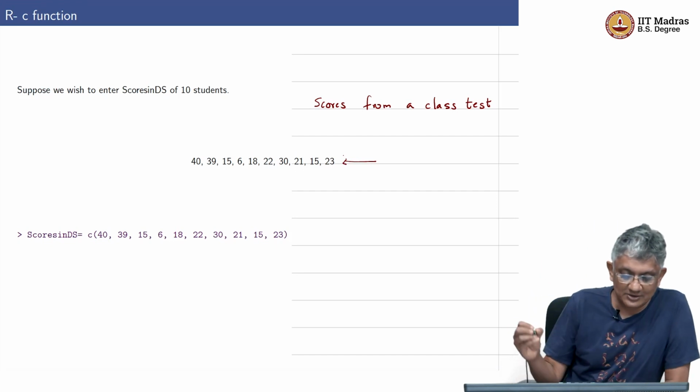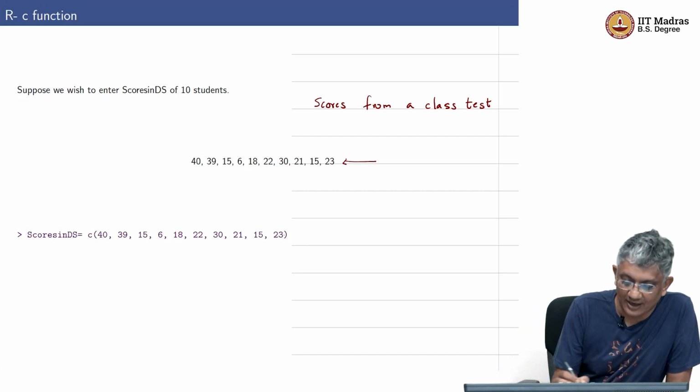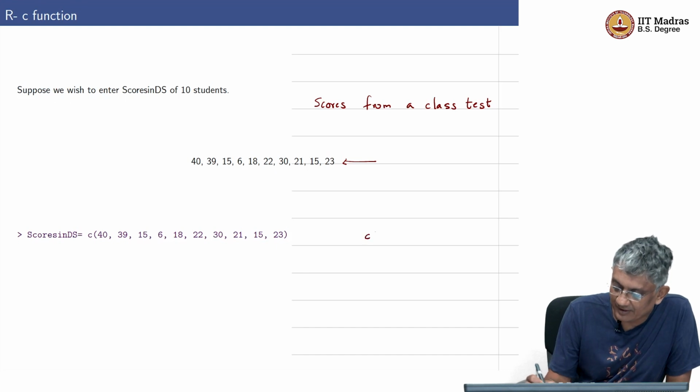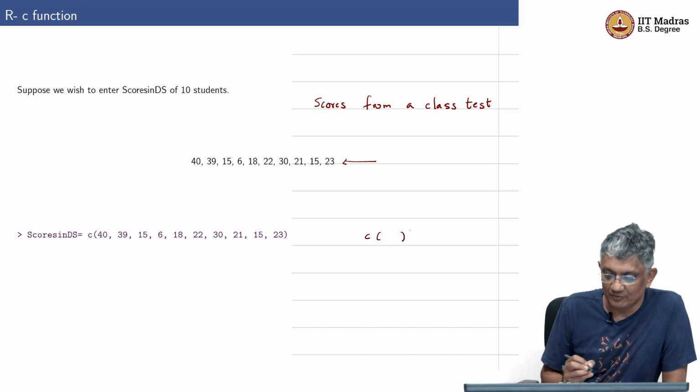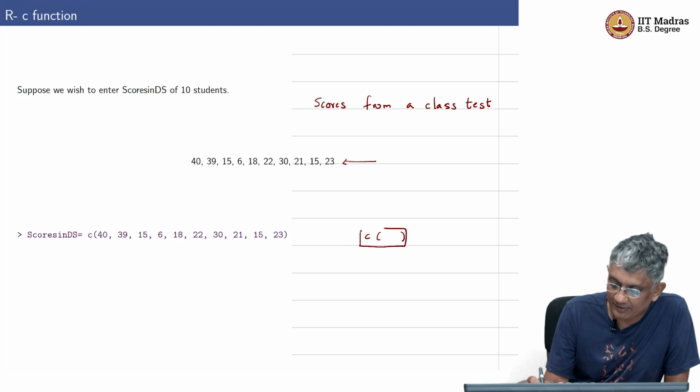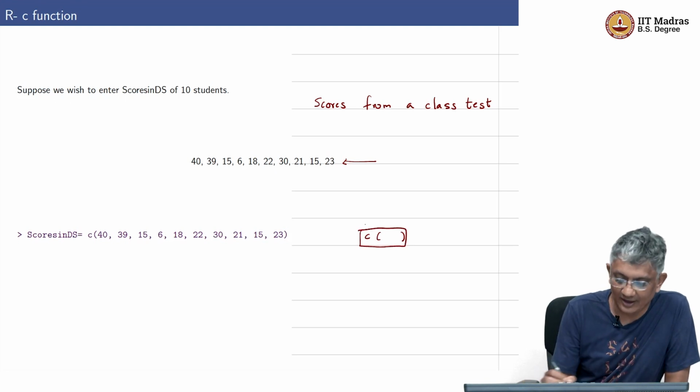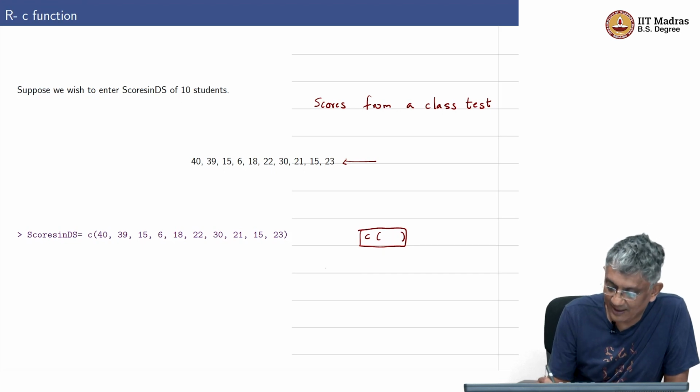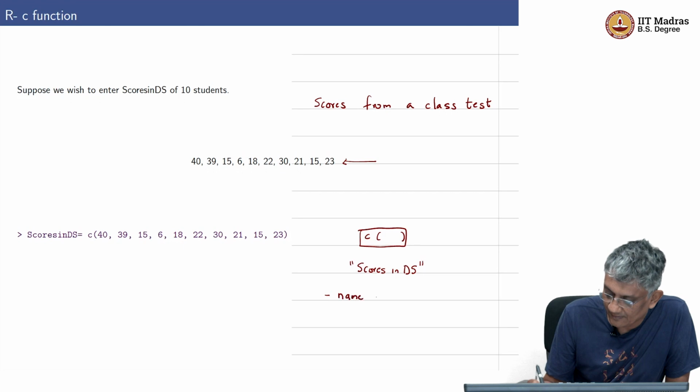Now, if I want to enter the scores in R, I have to use the concatenate command, called the c command. That's the first thing I have to use. Then I put an equals sign and give it a name. The name I've given to this whole thing is scoresinDS, with the S capital. That's the name of the vector that I've given, right?